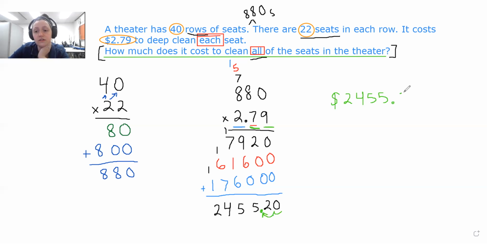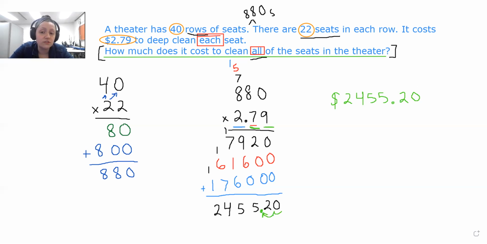So the total cost to clean all of the seats in the theater is going to be $2,455.20.